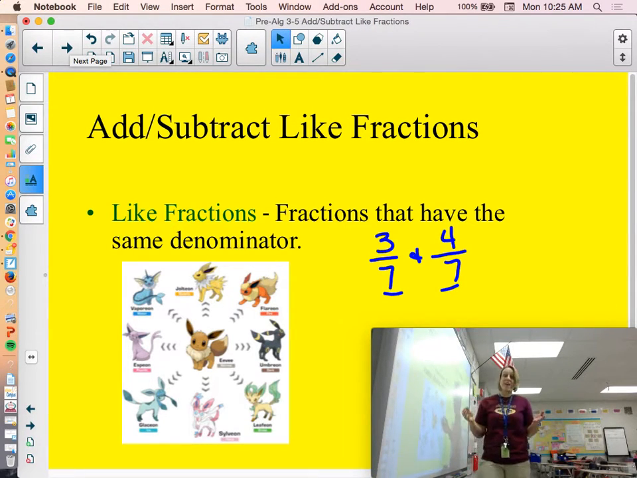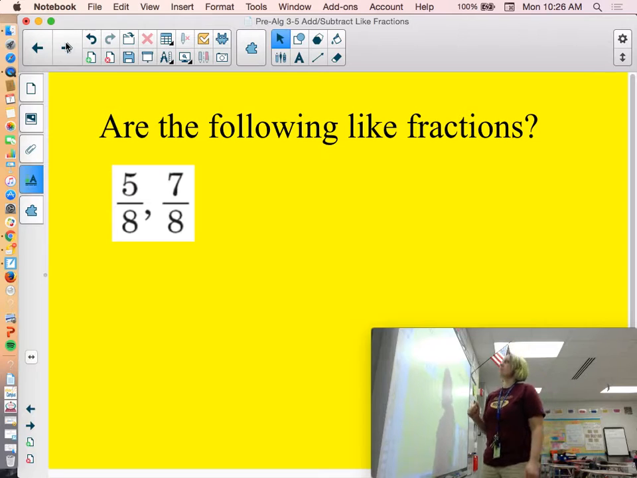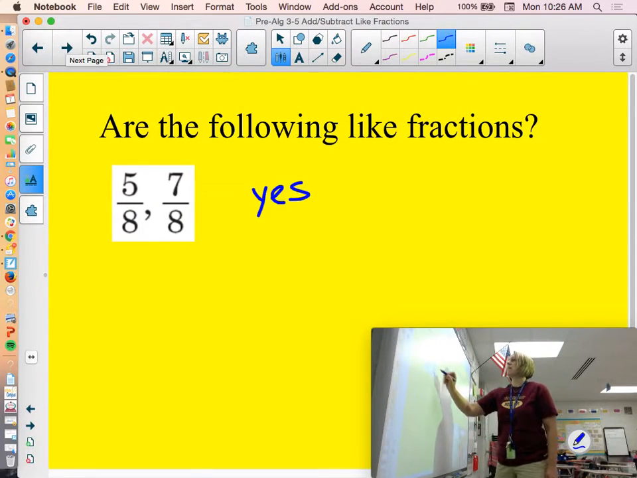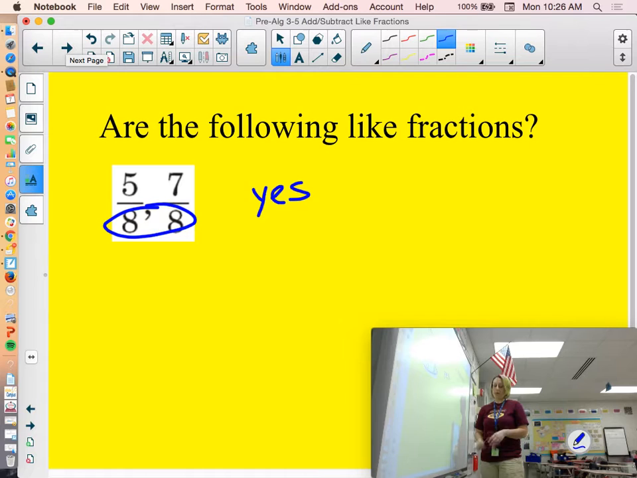Okay, now you get to try. Are the following like fractions? 5/8 and 7/8. Say yes or no. The correct answer should have been yes. They both have eighths in the denominator.